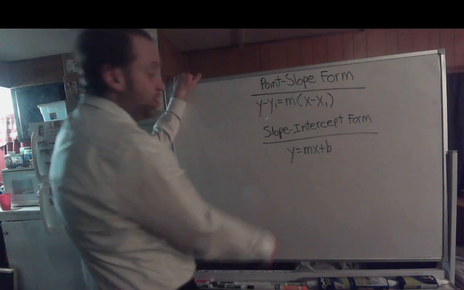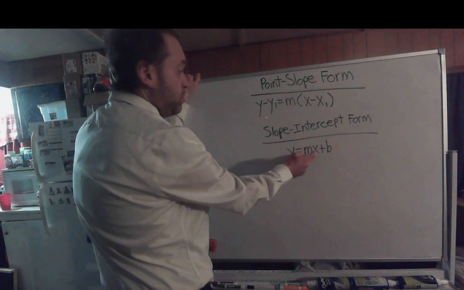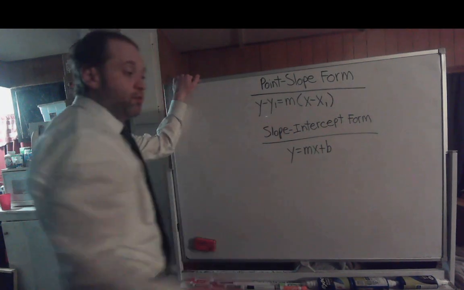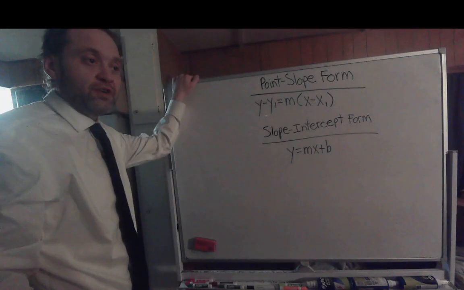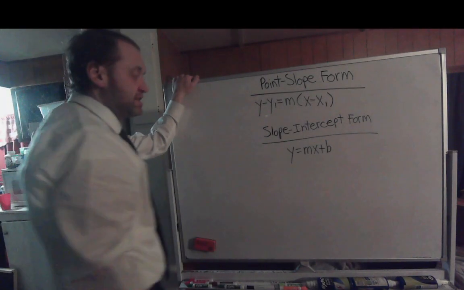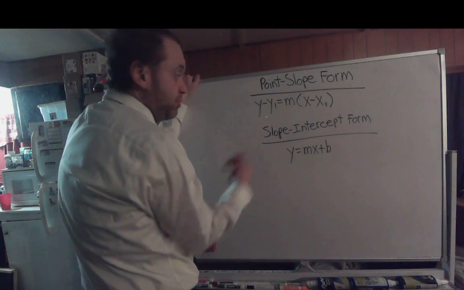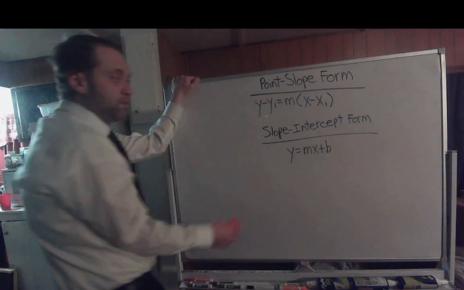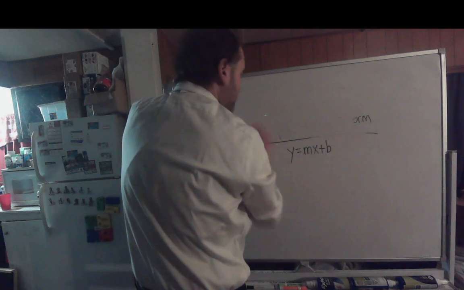Now, of course, if you know the slope and the y-intercept, you can always put it into point slope form, but you're making more work for yourself than is necessary. So if you already know the slope and y-intercept, just use slope intercept form. It's less work that way. As I say, work smarter, not harder. So let's do some examples here.